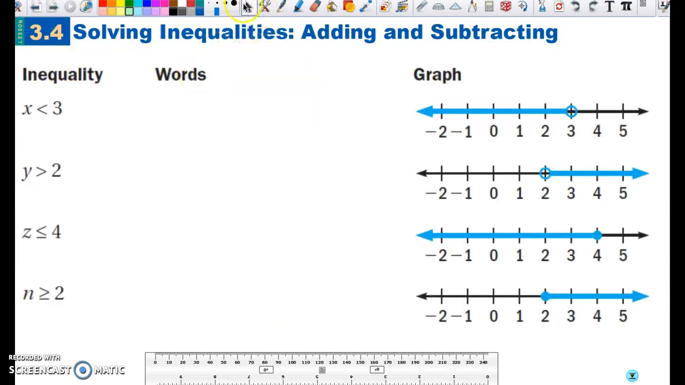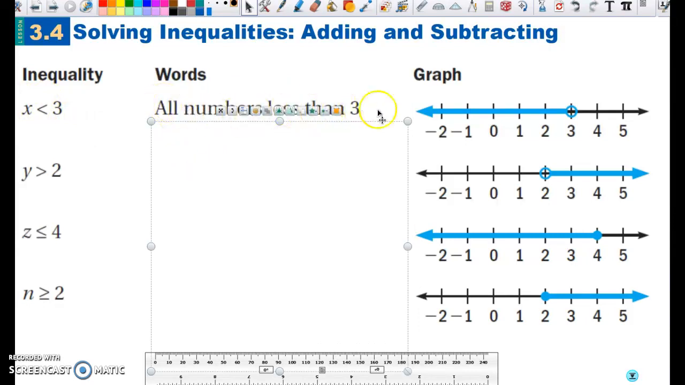Let's look at some other common inequalities. Notice that the book tends to put their graphs right on top of the number line. It's really up to you. How would I read this? That's a number x. That's 3. What does this sign mean? It means that the number x has to be less than 3. I want all numbers that are less than 3.